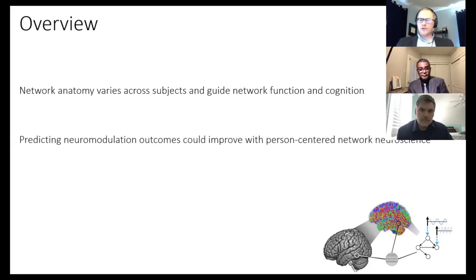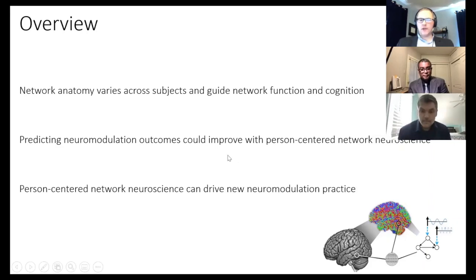I think that in general, as you'll see as a theme in Desmond's work as well, predicting neuromodulation outcomes could improve, generally speaking, with person-centered network neuroscience. And by viewing these problems in this way, I think we can identify some fundamentally new modulation practices. So you'll see what I mean by fundamentally new, hopefully through a couple of the examples today.